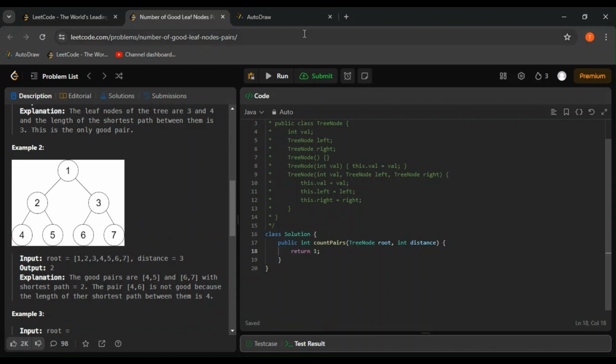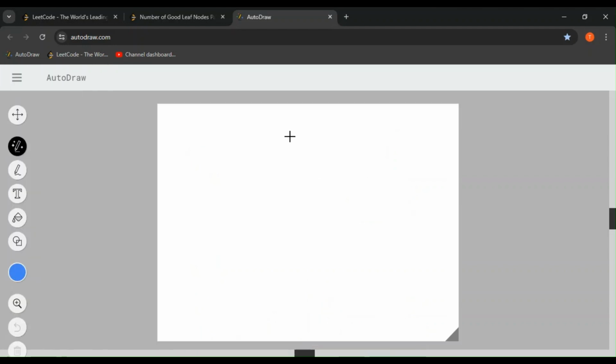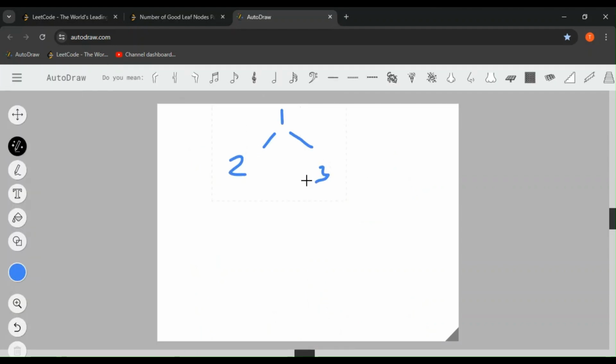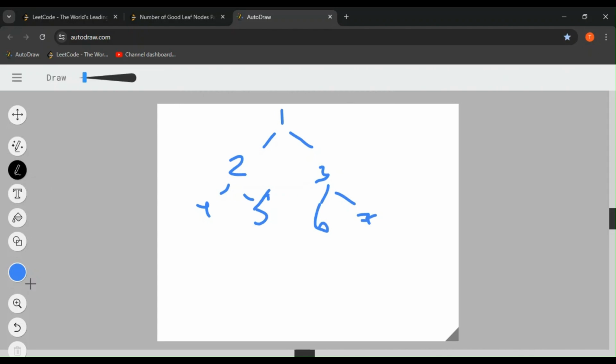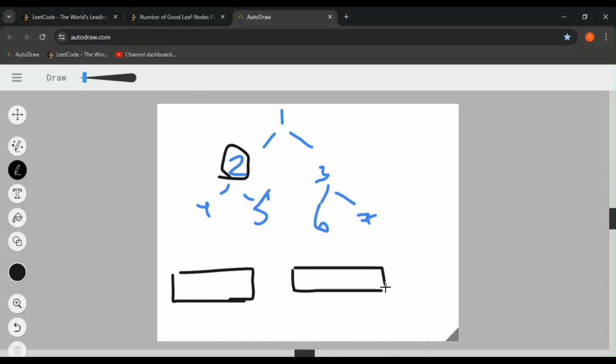Okay, I think I can have something else. So 1, 2, 3, 4, 5, 6, 7. What I'm thinking of now is, let's say somehow for every node, let's say 2, I get 2 arrays. One is a set of left leaf nodes, one is a set of right leaf nodes. So for 2, I'll get two arrays. Let's say this one will have 4, this one will have 5 only because there is nothing else. Four and five, nothing will happen.